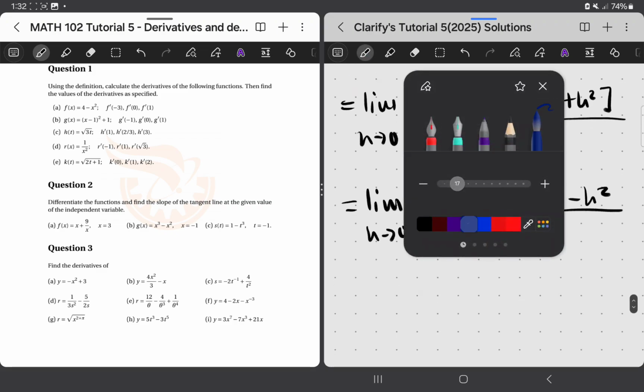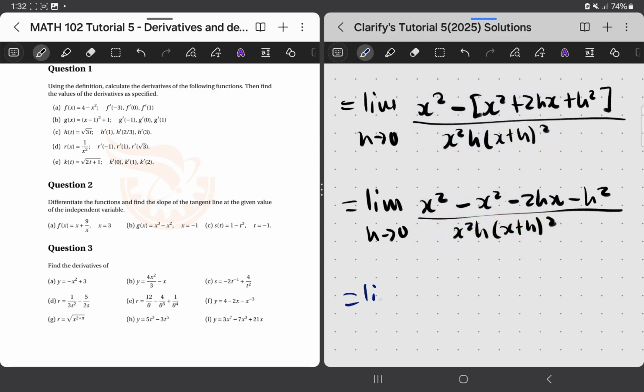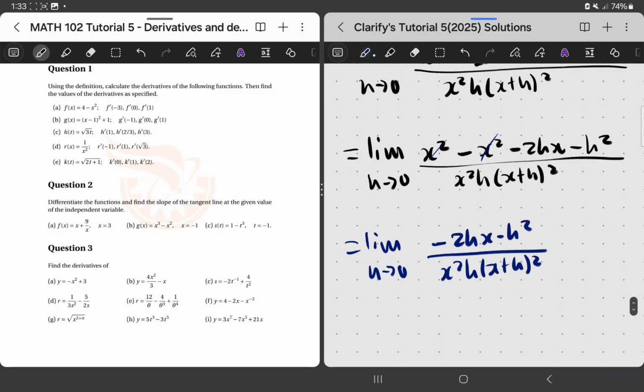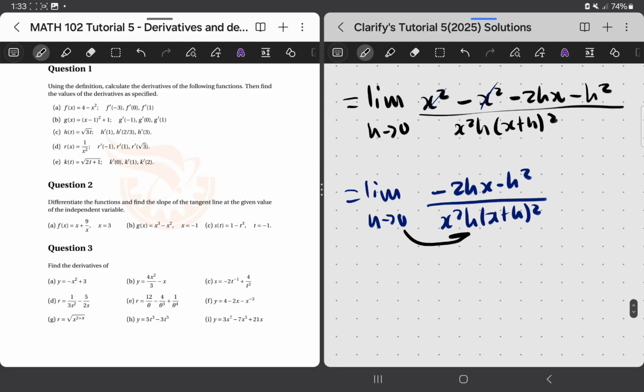Now, what are we going to get? We are going to have the limit as h goes towards 0 of x squared cancels with x squared. We remain with negative 2hx minus h squared all over x squared h multiplying x plus h all squared. Now, what we don't want is this h in the denominator, because we can't substitute 0 as long as it's there. If you put a 0 here, it makes everything 0 because it's multiplying everything.